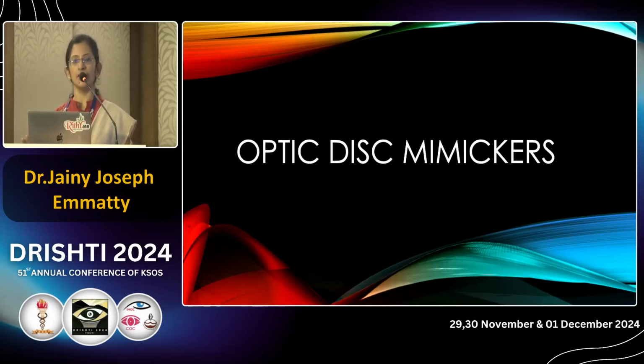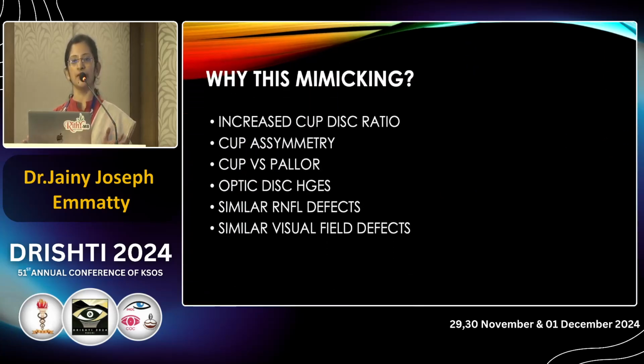So what are the disc mimickers and why do they mimic glaucoma? The main thing is that either the cup disc ratio is very large or there will usually be a cup asymmetry, and whether it's cup or pallor, we are again confused. The same hemorrhages, RNFL defects, and visual field defects can all be seen in other conditions which may mimic glaucoma. So it's very important to differentiate each condition.